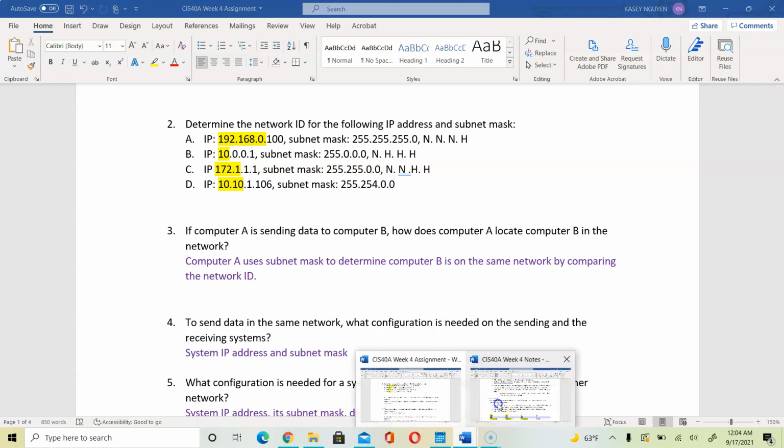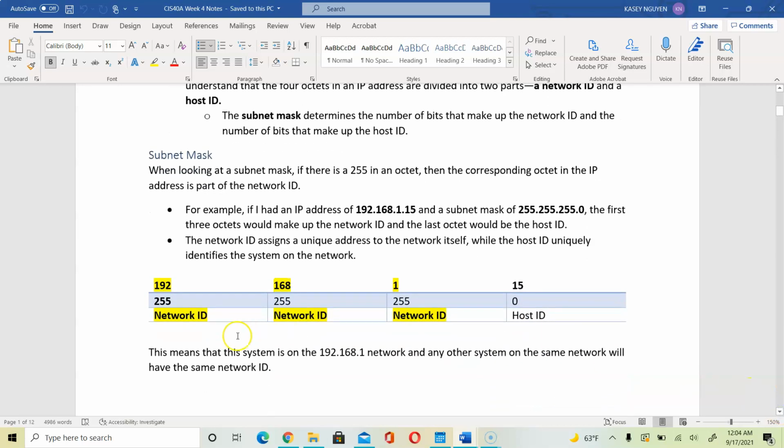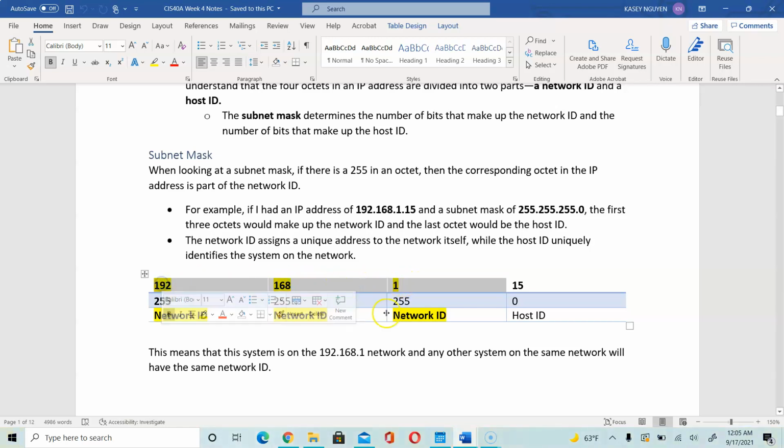So in your notes, it goes over some of the details on how you can look at your IP address. So here we have 192.168.1, and that will be network, network, network, and the last digit will be your host ID. That means that any other system in the same network will have the same network ID, meaning that it would have 192.168.1 to really be in the same network, and the host number will be different.